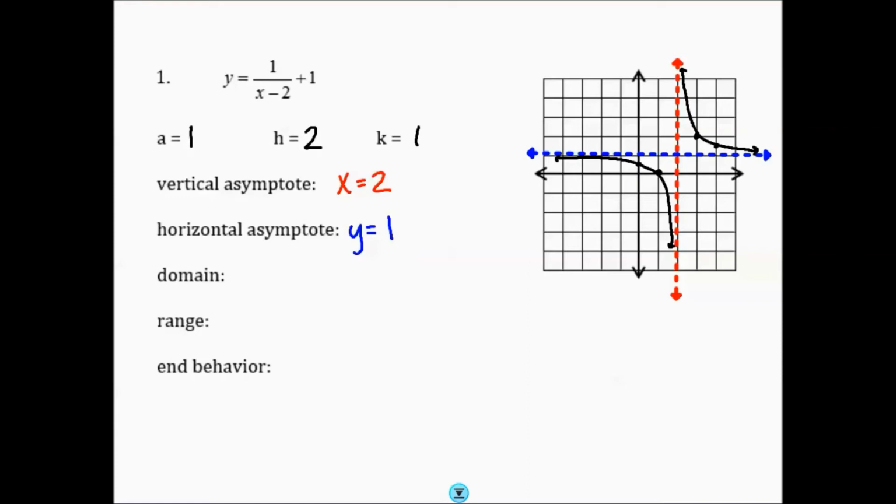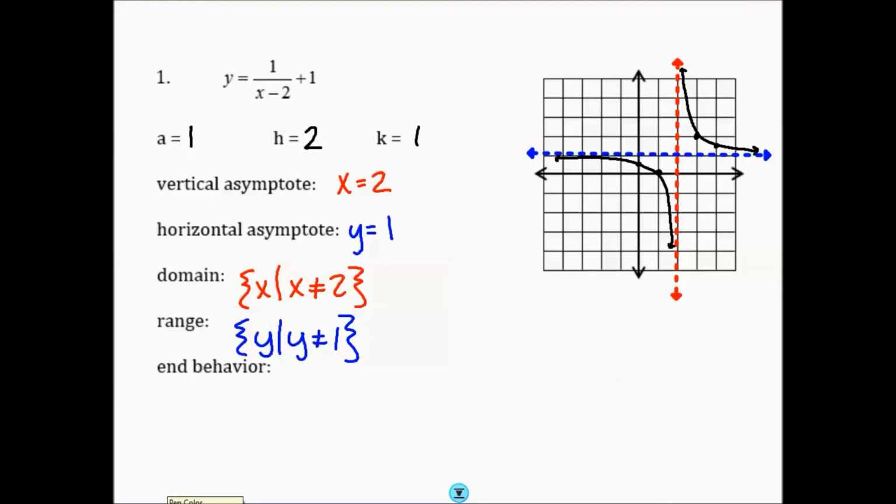So then our domain we said was related to the vertical asymptote. So our domain is going to be x such that x does not equal 2. Our range is related to the horizontal asymptote. So our range is going to be the set of all y such that y does not equal 1.